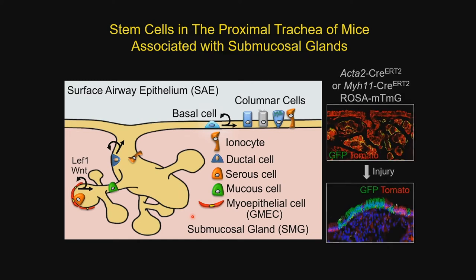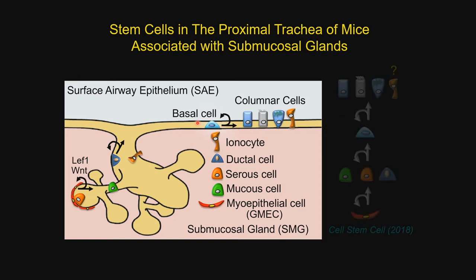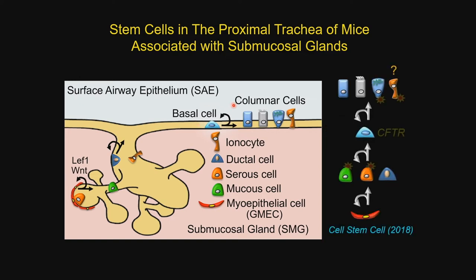On the other hand, the lineage tracing experiments have shown that airway submucosal gland myoepithelial cells are reserve stem cells. After injury, these cells are mobilized and give rise to at least 7 cell types that will populate the submucosal glands, their ducts, as well as the surface airway epithelium. Multiple types of these cells are actually CFTR expressing, and we want to know if these cells can give rise to ionocytes as well.